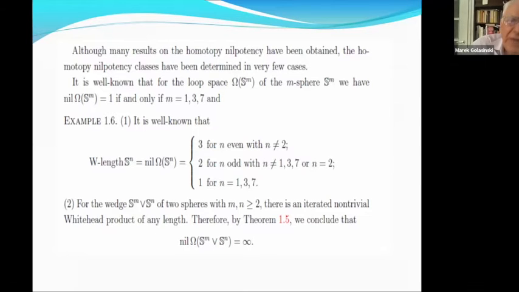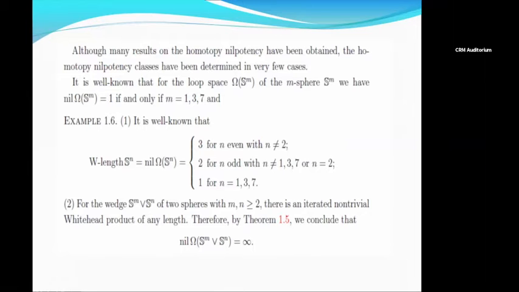Okay, and then we have the following result: if you consider the Whitehead length of the sphere and the nilpotency class of the loop space on the sphere, then those two numbers coincide. And this number is equal to 3 if n is even, and equal to 2 if n is odd but not equal to 1, 3, 7, and n is 1 if n is 1, 3, 7. Those are the cases where you have this H-structure on a sphere.